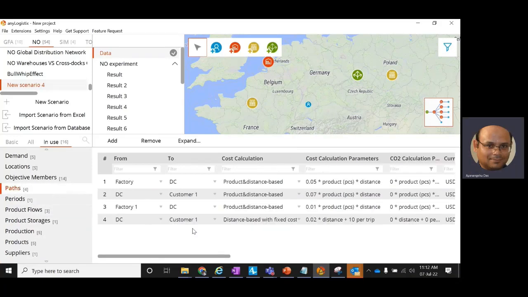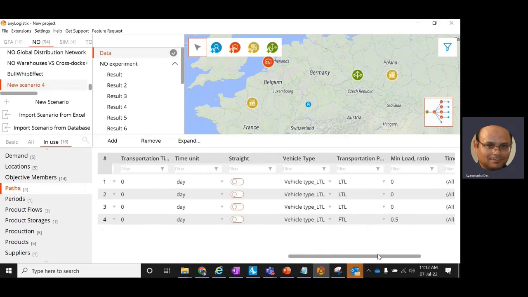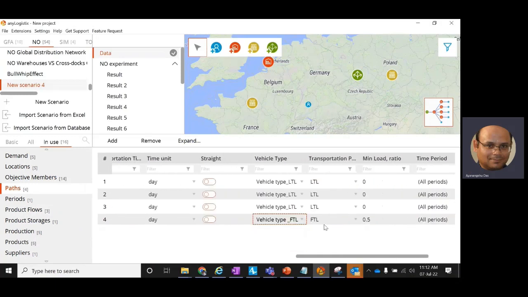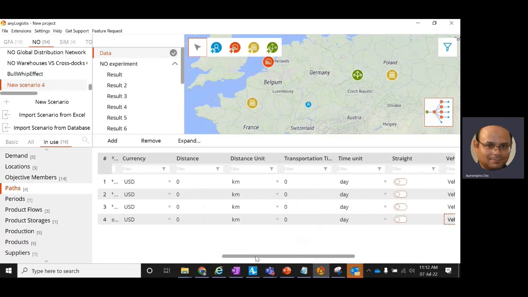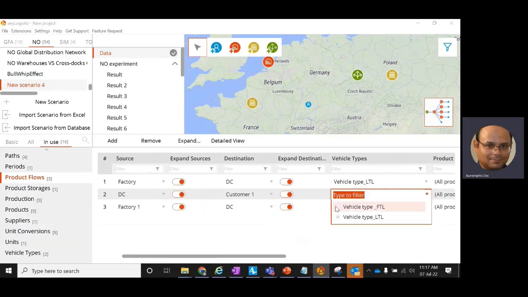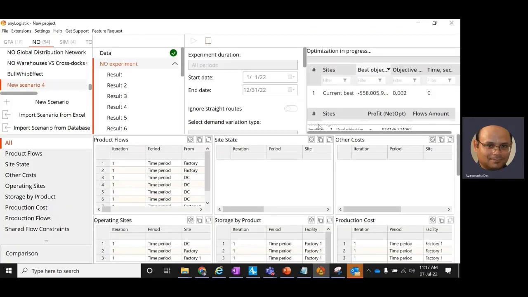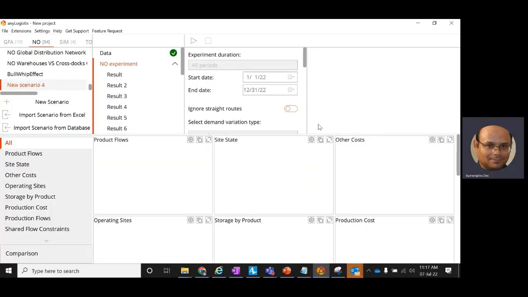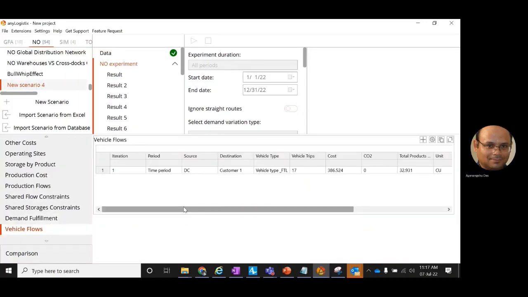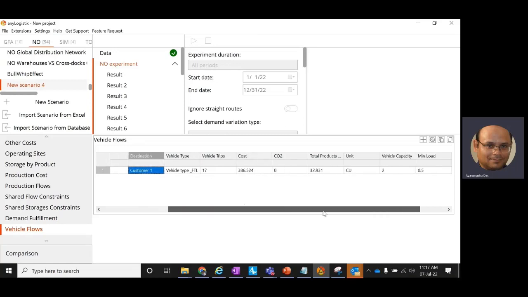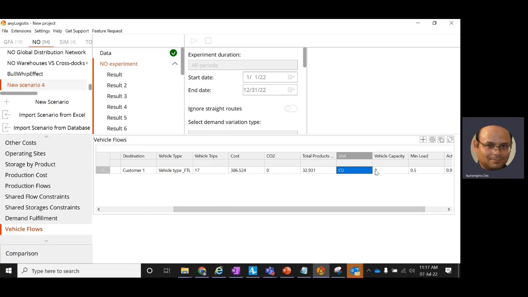So what we have to do is specify that particular vehicle type. Since we are defining the FTL shipment in the FTL mode, we also have to specify the vehicle types FTL and LTL in DC to customer. Now it will happen. So here we can see that it has specified which vehicle type it is choosing to ship from the DC to customer, what the cost associated is, and how many CUs it has shipped. We see that the total cargo units being shipped is 32 cargo units.